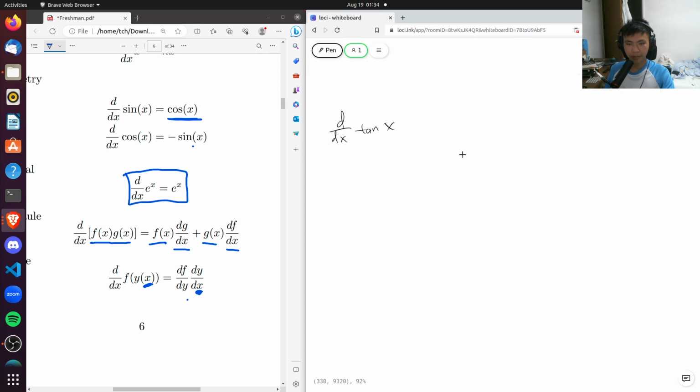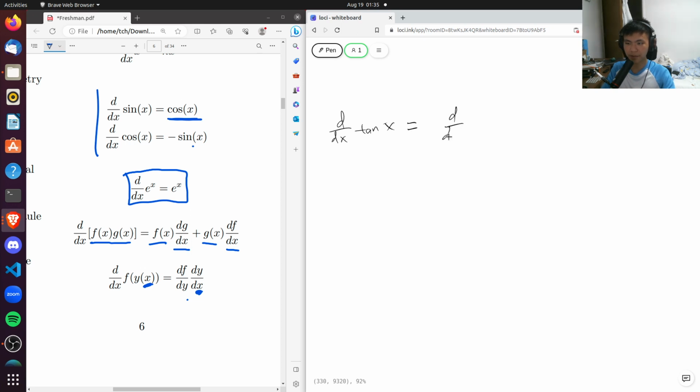Lastly, we have d over dx of tangent x. Oh no, tangent didn't appear in this set of rules. So what can we do? This is actually a bit more involved, right? I'll be honest, tangent doesn't really appear much in physics. Actually, it does. I take that back.